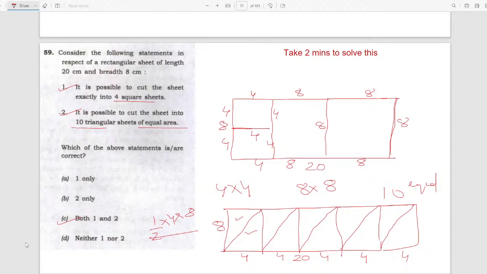Is it clear? Please let me know if this is clear. We'll end the session here.